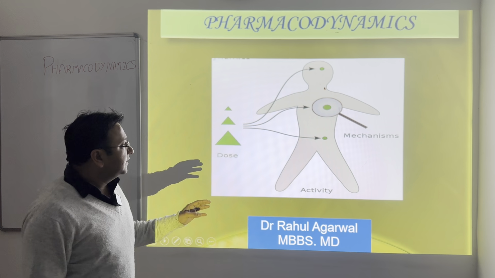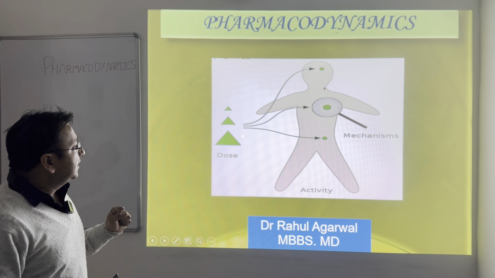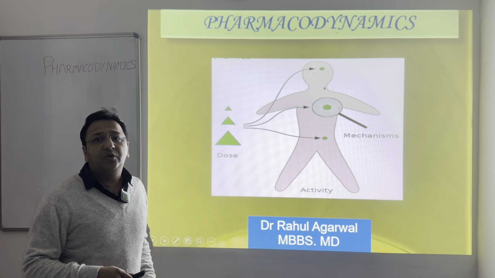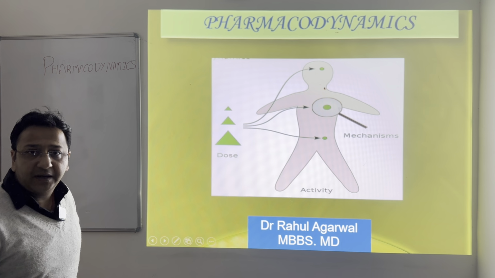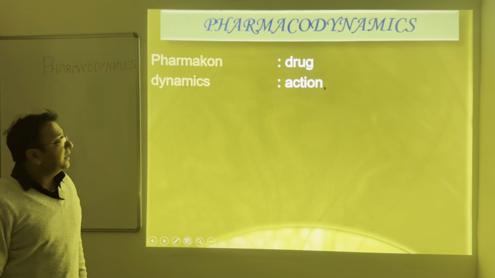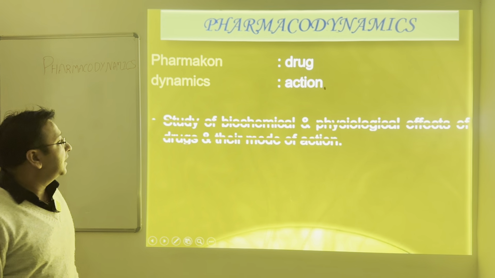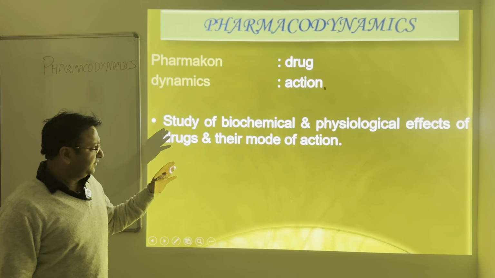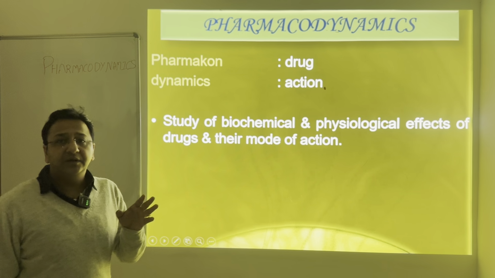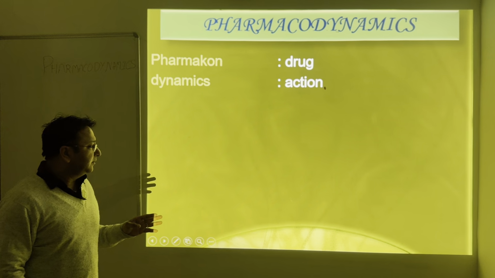What is pharmacodynamics? As you can see from the diagram, here we will study what the drug is doing inside the body. The word pharmacodynamics comes from pharmakon and dynamics. Pharmakon means the drug and dynamic means the action. So what is the definition of pharmacodynamics? It's the study of the biochemical and physiological effects of drugs and their mode of action inside the human body. Or you can simply say it is what the drug does to the body.